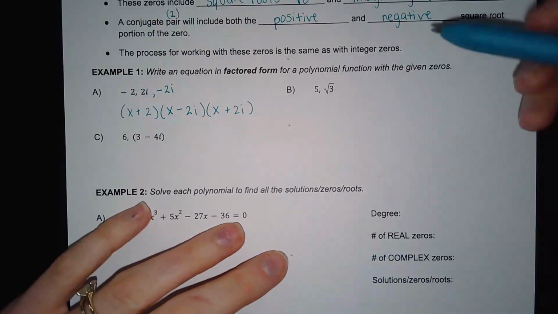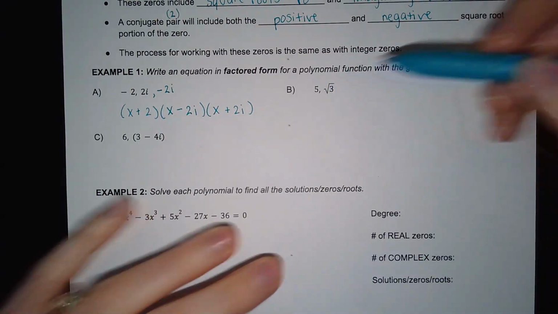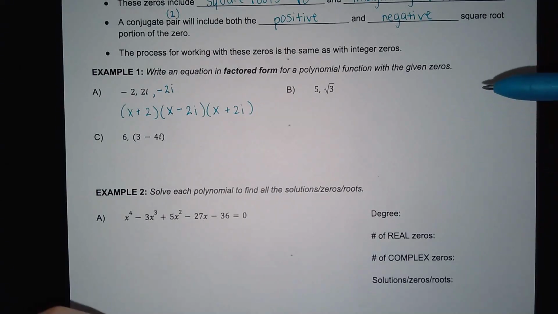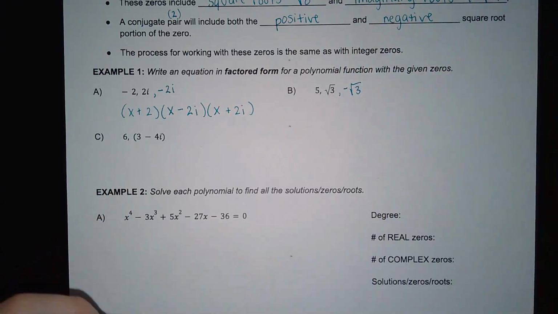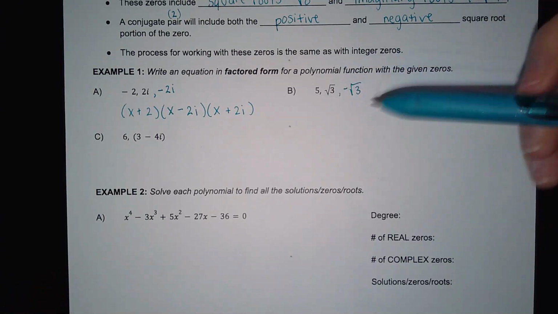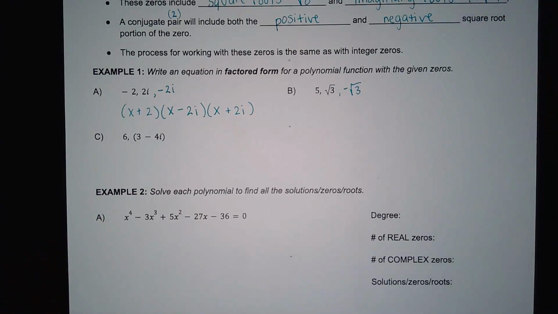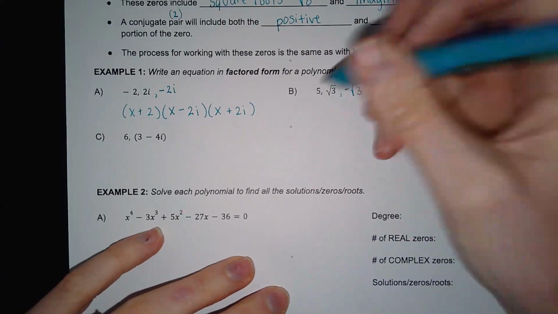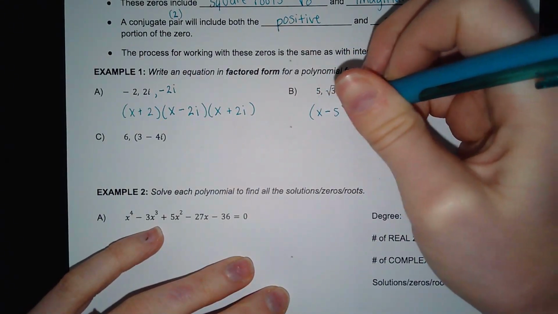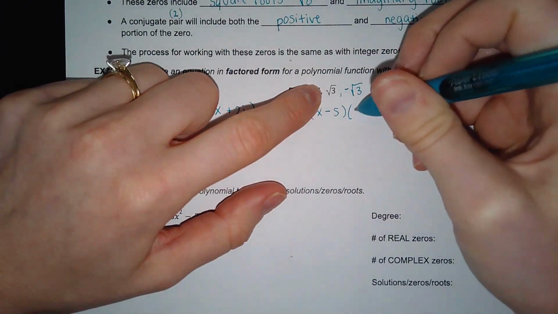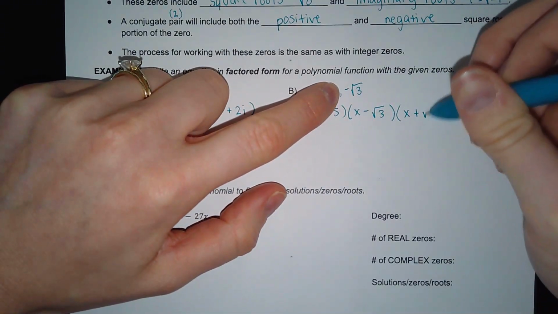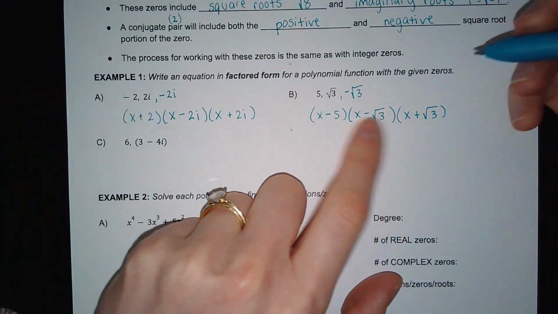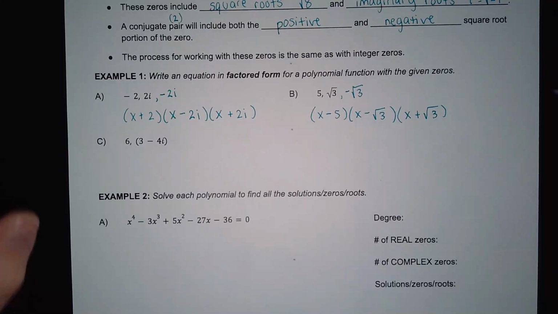The same thing will happen with square roots. So when I have this square root here, we also know that square roots have to occur in pairs. So if I have a positive square root of 3, I would also have a negative square root of 3 when I write my factors. Again, even if that's not written, we need to include that as a 0. And again, we know factors are the opposite. So that positive 5 we'll put as x minus 5. A positive square root of 3 we'll put as x minus square root of 3, and a negative we'll put as a positive. So again, we see that pair where we have a positive and a negative.